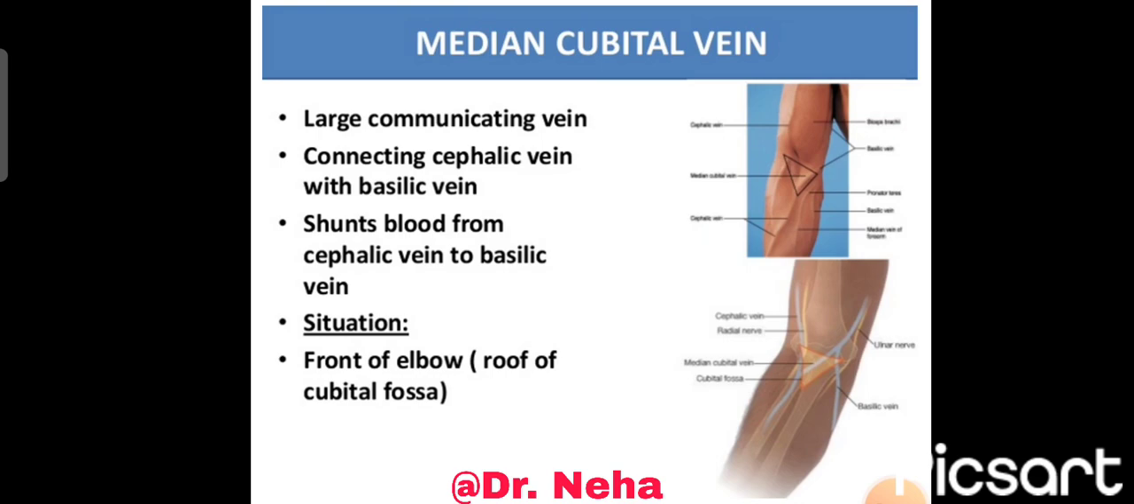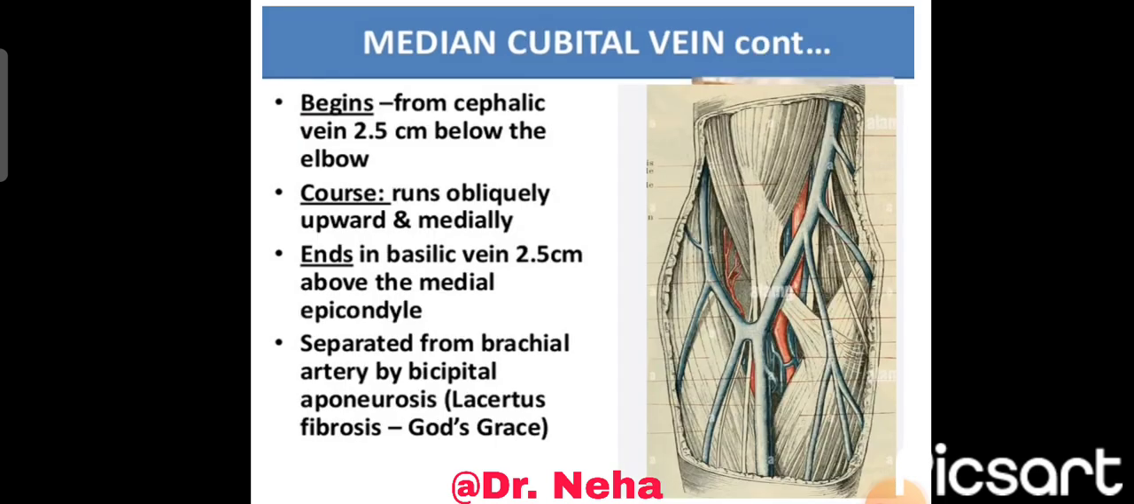Now the median cubital vein is a large communicating vein connecting the cephalic vein with the basilic vein. It shunts the blood from the cephalic to the basilic vein. It is located in front of the elbow, that is in the roof of the cubital fossa. This median cubital vein begins from the cephalic vein 2.5 cm below the elbow, and it runs obliquely, upwards and medially, and ends in the basilic vein 2.5 cm above the medial epicondyle.